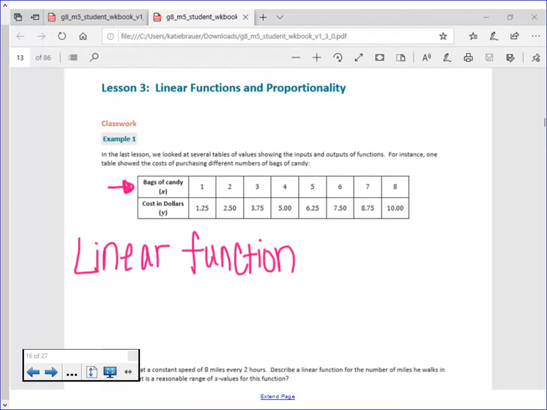What it means to be linear, what's the first 4 letters of linear spell? Line. So this means that when we graph it, it's going to make a straight line. Linear function means when you graph it, it's going to be a straight line. It's not going to have any of the curves or anything like that in it. It's just going to be a straight line. So that means for a linear function, we have to have a constant rate.